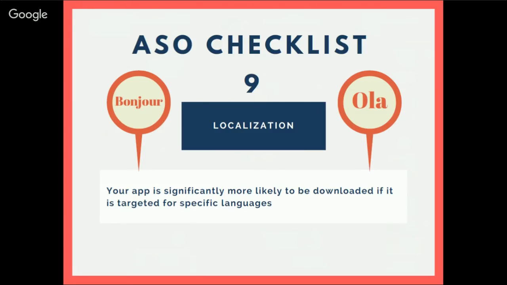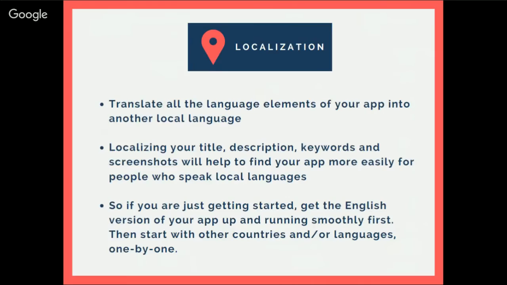App Store checklist item number 9 would be localization. Your app is significantly more likely to be downloaded if it is targeted for the specific language. This means that when you are, let's say, launching an application in Spain, if your application is in Spanish, it of course has a higher chance to come out on top as compared to an application that is in English.